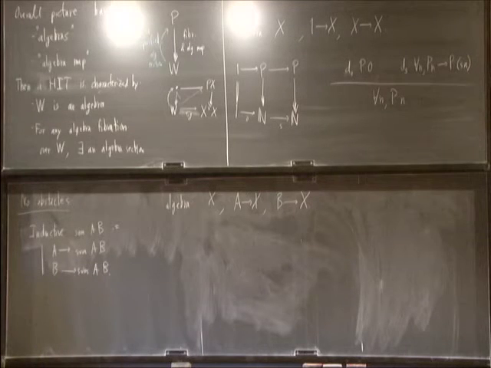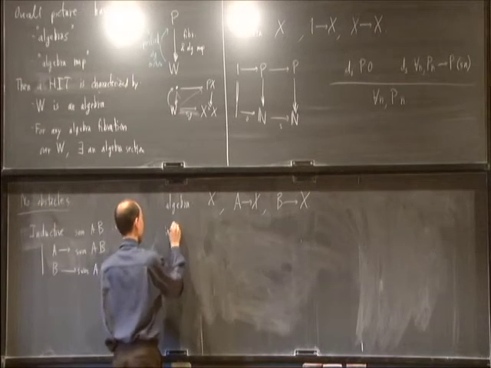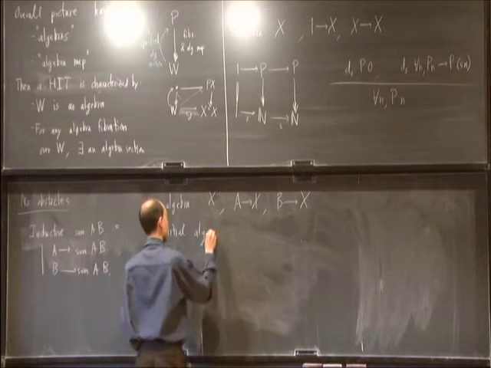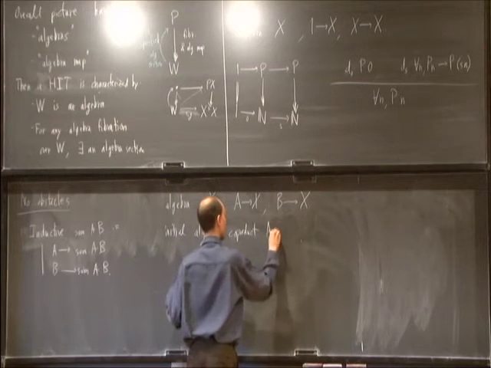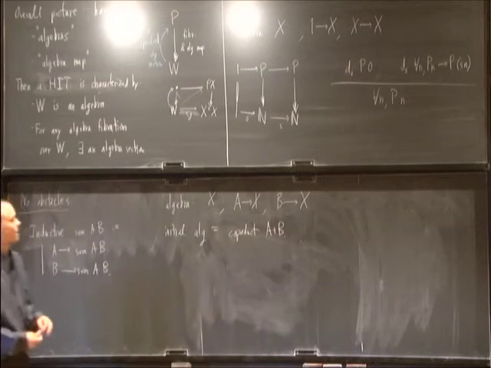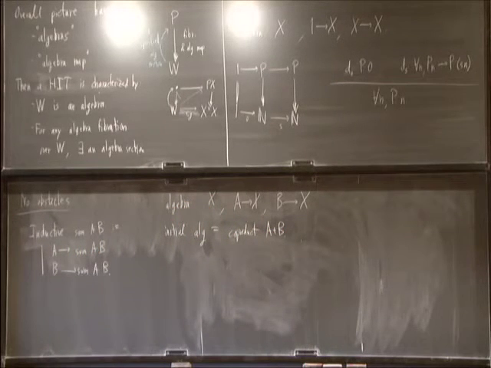Okay, so what is the initial algebra? An initial algebra is a coproduct of A and B. Right? That's just basically the definition of a coproduct. So that's the easy case of no obstacles.